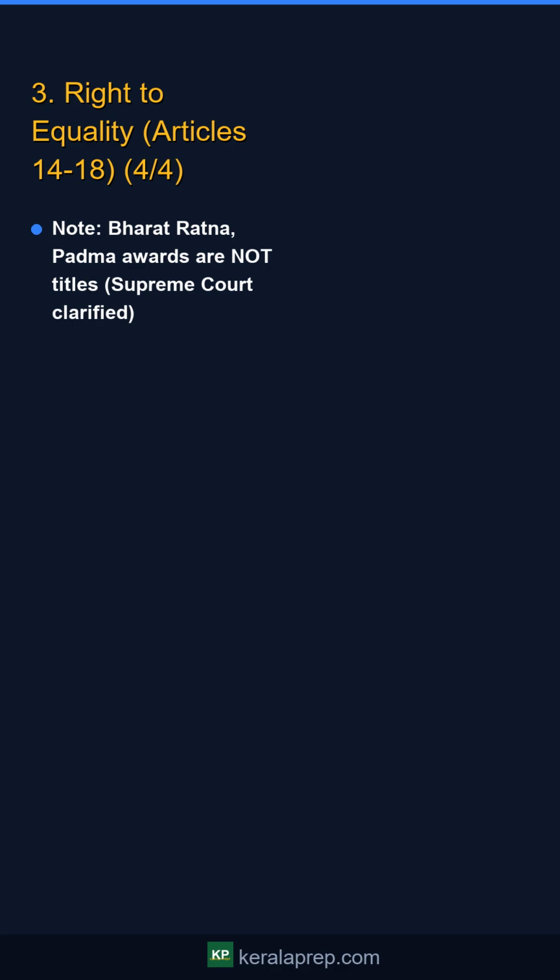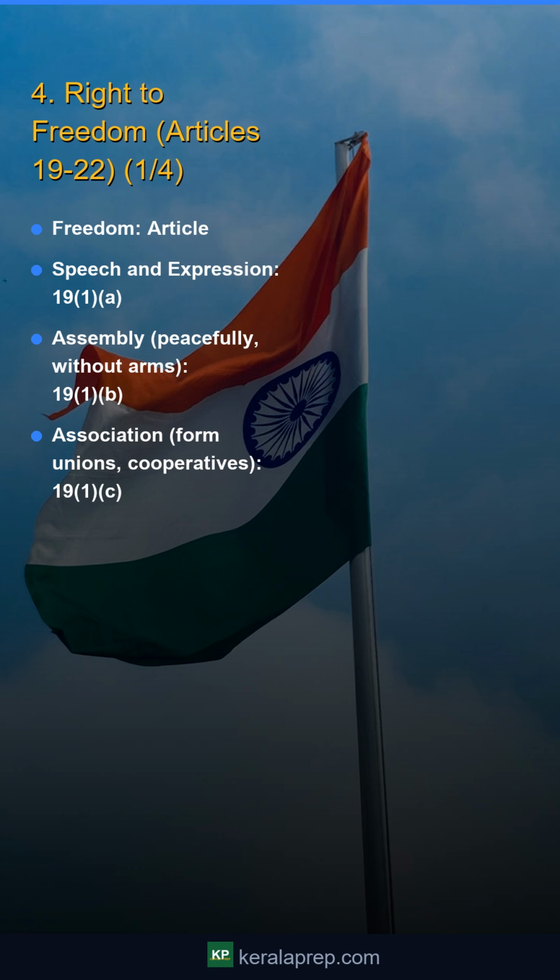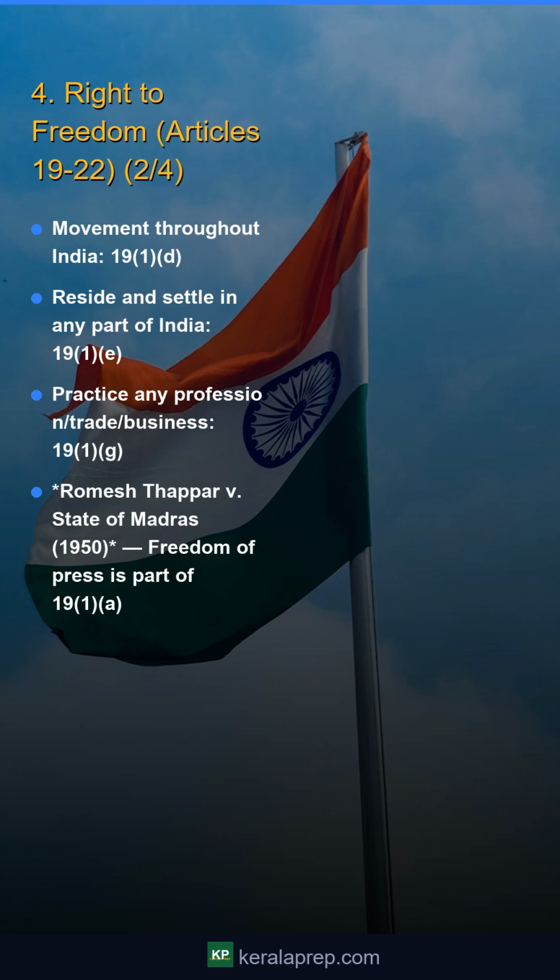4. Right to freedom, Articles 19 to 22. Freedom. Article. Speech and expression, 19(1)(a). Assembly, peacefully, without arms, 19(1)(b). Association, form unions, cooperatives, 19(1)(c). Movement throughout India, 19(1)(d). Reside and settle in any part of India, 19(1)(e). Practice any profession, trade, business, 19(1)(g).